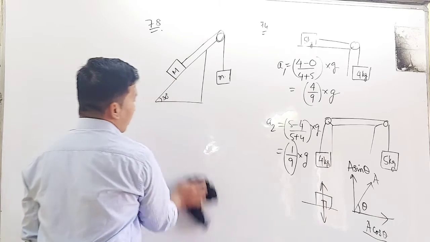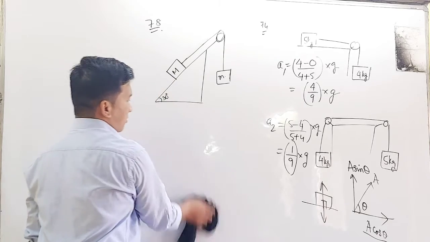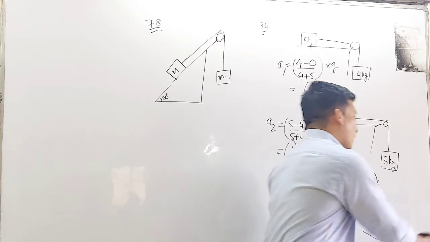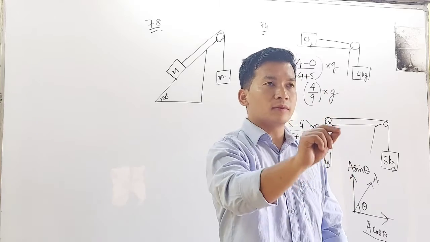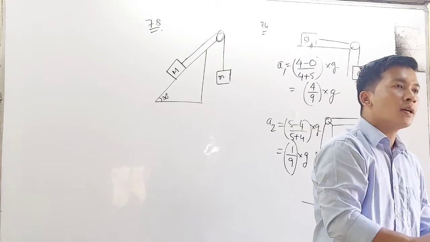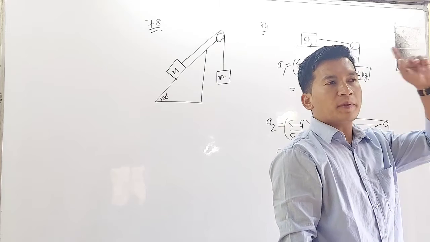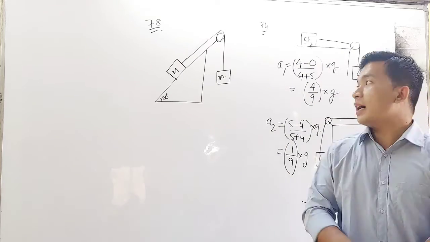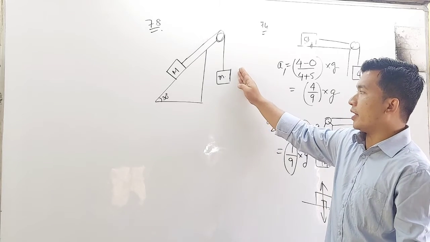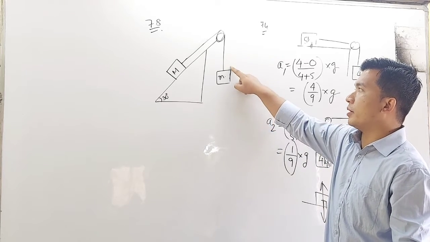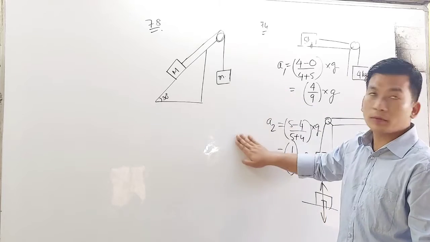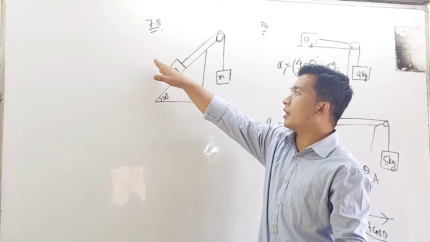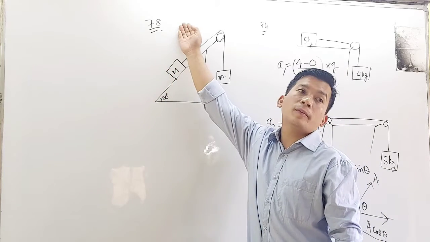What is being asked? We have to find out the mass of this small m so that neither capital M nor small m is under motion. If small m is heavier, it will be moving downward, descending, and if small m is lighter, this M will be sliding upward.